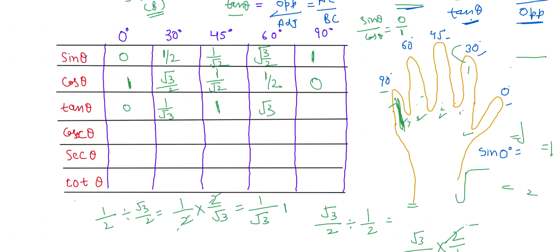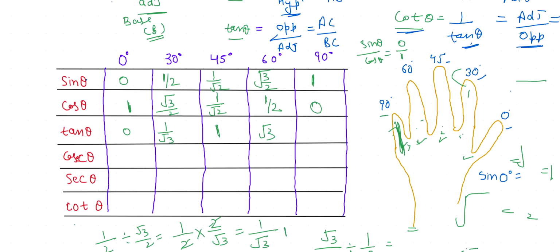Then tan 90 degree. For this, divide sin theta by cos theta, that is 1 divided by 0. Any number divided by 0, you will get the value infinity, that is undetermined. So here the value for tan 90 is undetermined.